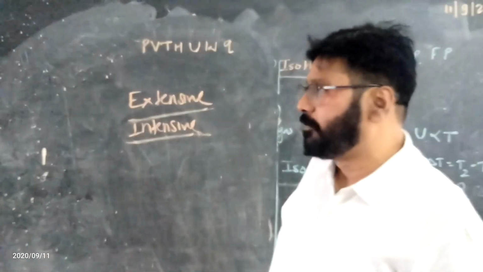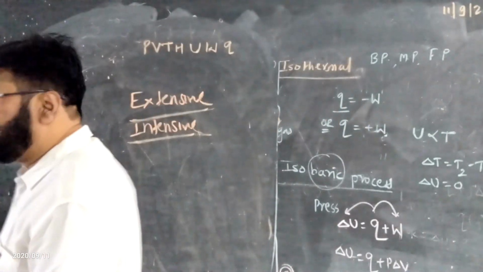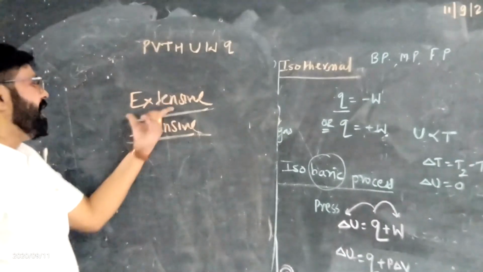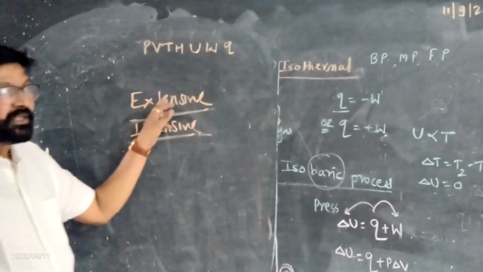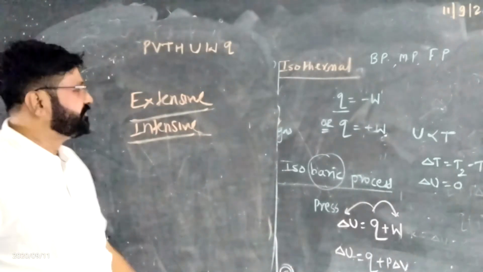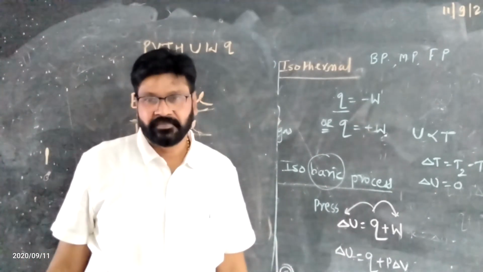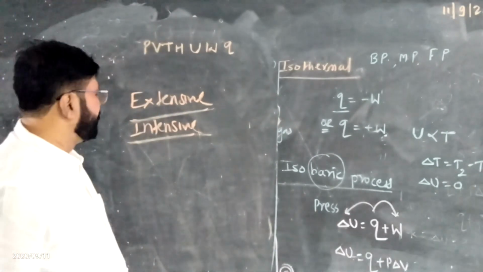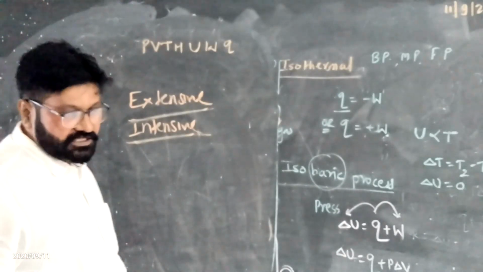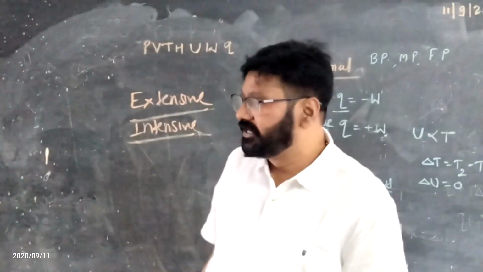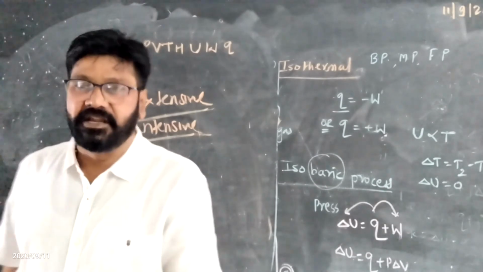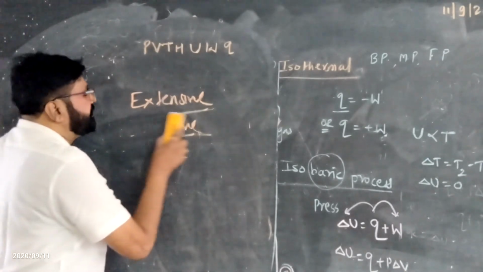These macroscopic properties of the system, or thermodynamic properties of the system, are further classified as extensive properties and intensive properties. Simply, the macroscopic properties of the system which depend upon the mass of matter are called extensive properties, and the macroscopic properties of the system which are independent of the mass of the system are called intensive properties.